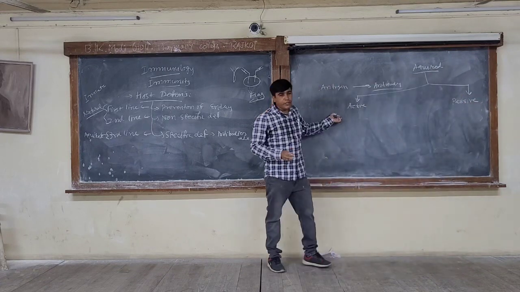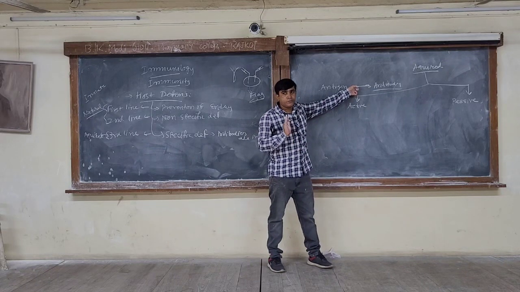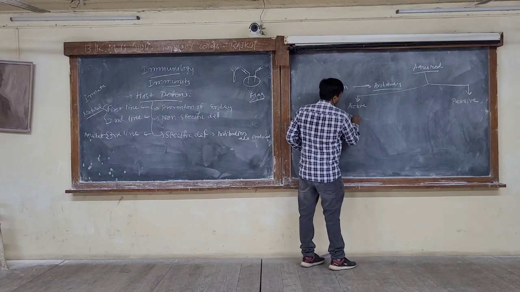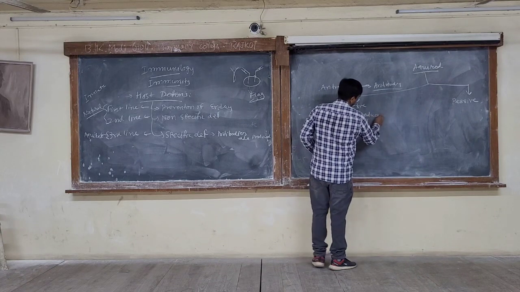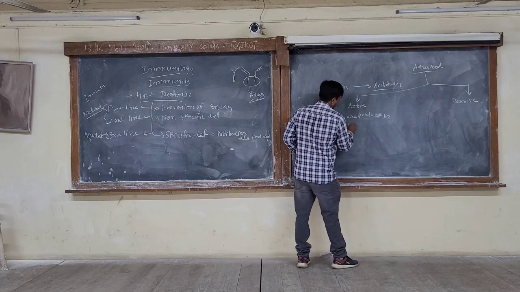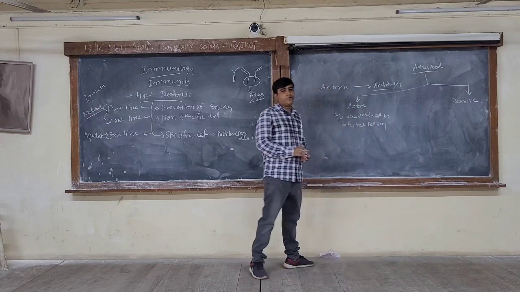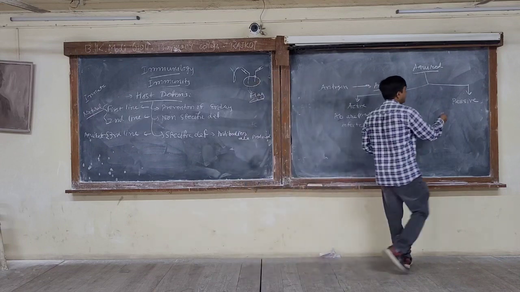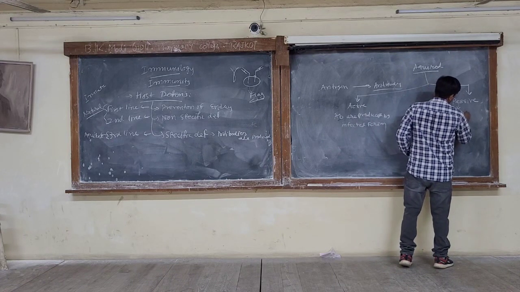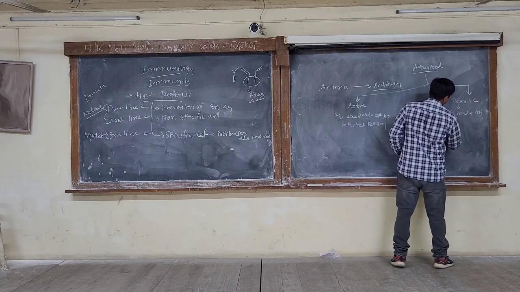Active immunity is the immunity in which our body actively participates in antibody production. That's why it is called active. So the antibodies are produced by the body of the infected person himself. While in case of passive immunity, the person gets ready-made antibodies, which are produced by another person or anybody.